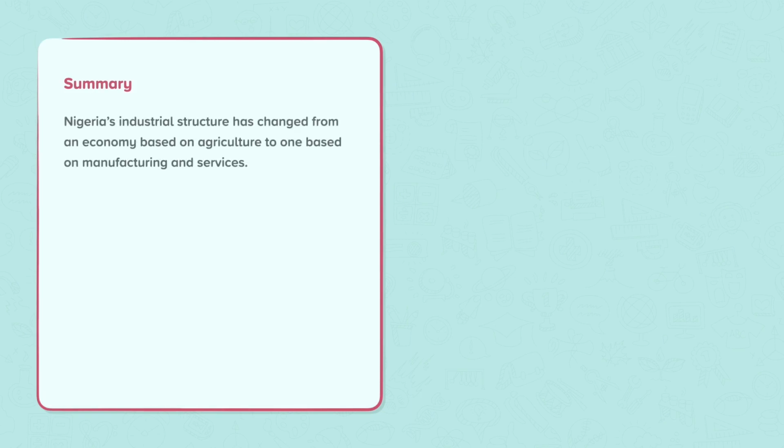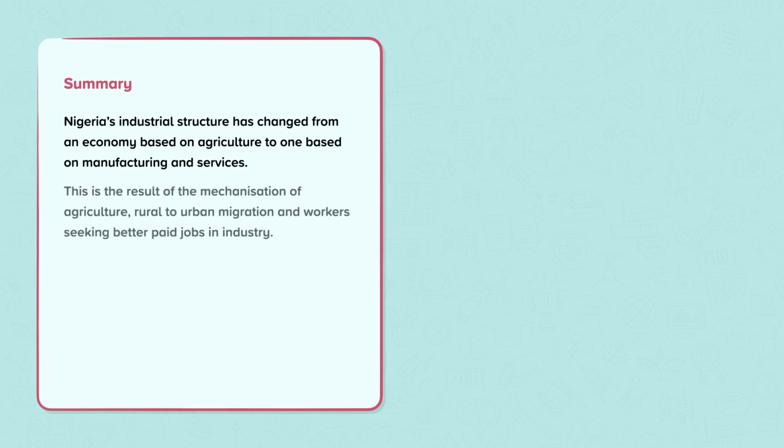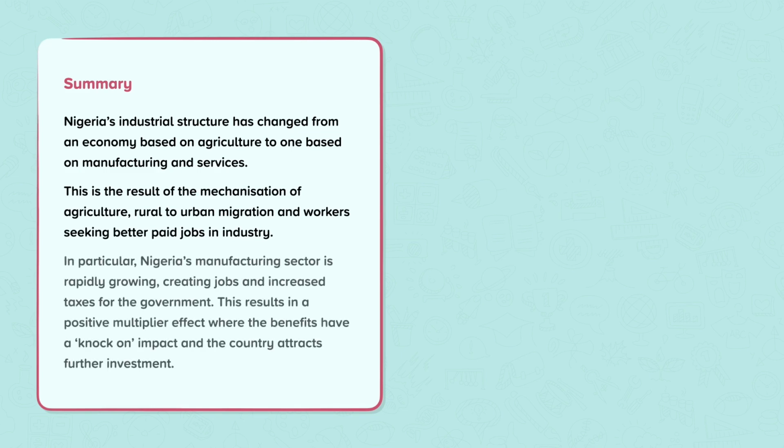Summary: Nigeria's industrial structure has changed from an economy based on agriculture to one based on manufacturing and services. This is the result of the mechanisation of agriculture, rural to urban migration, and workers seeking better paid jobs in industry. In particular, Nigeria's manufacturing sector is rapidly growing, creating jobs and increased taxes for the government. This results in a positive multiplier effect, where the benefits have a knock-on impact and the country attracts further investment.